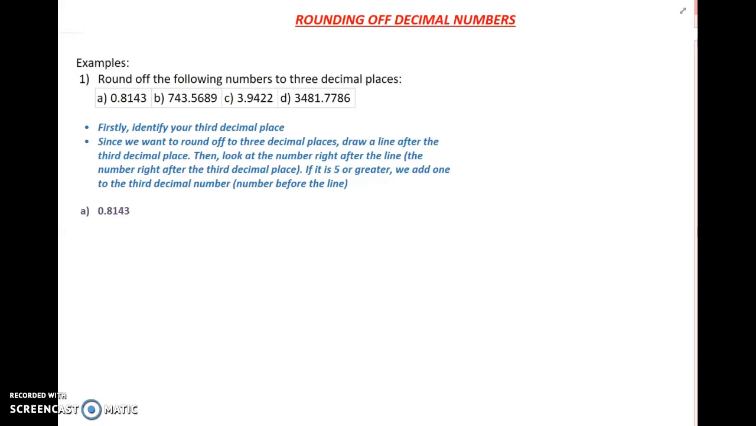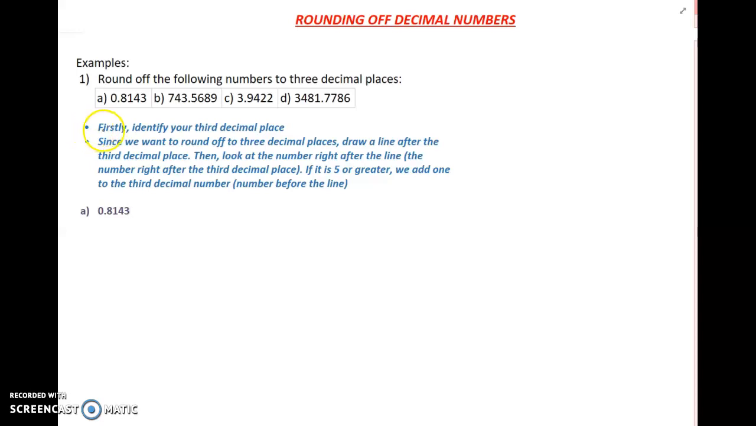Very simple. You'd have met this at some point before. So let's look at some examples that we have in front of us. So the first example we have is round off the following numbers to 3 decimal places. So we have 4 parts here, A, B, C, and D. And we're going to look at how to do it, right? So look at the writing in blue here.